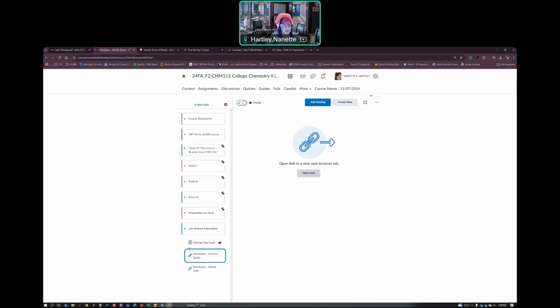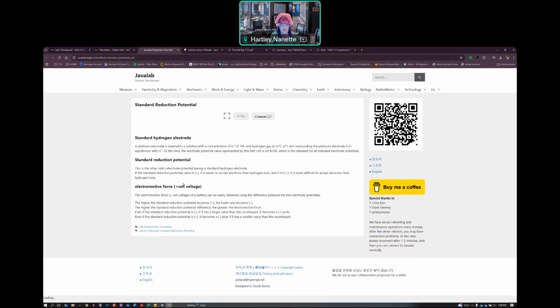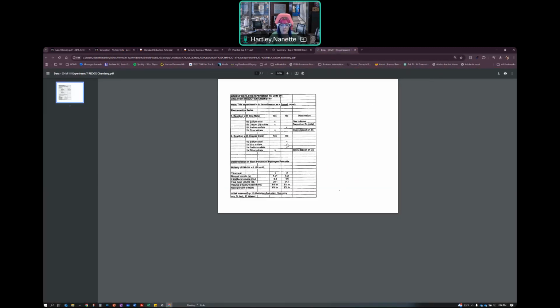In addition to that, you'll also see the simulation for the voltaic cells that goes with this. So I'll open this also. These are the two things that you've been referred to for these. There's a reason that you have these two simulations. They are meant to give you the data that you would see here.